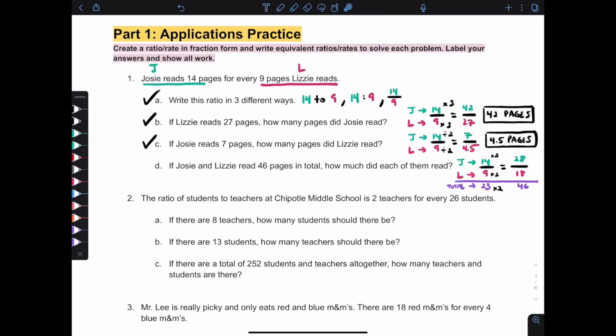And just keep in mind, if you want to check if this is correct, you can add 28 and 18, and it does equal 46. So this is good to go. We can just put a check mark and say, yep, this one is also good.